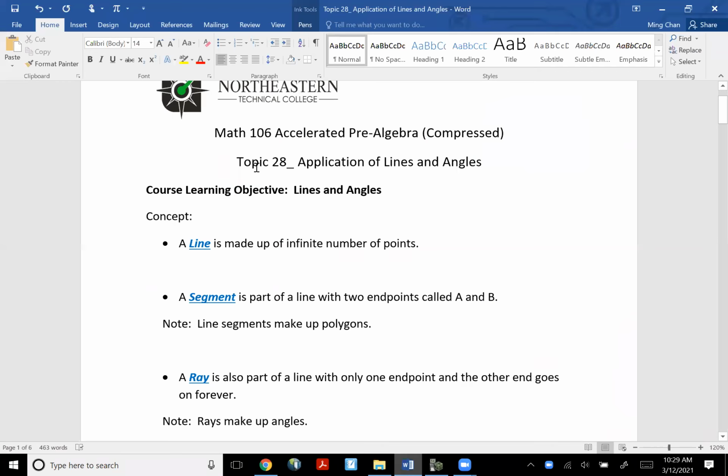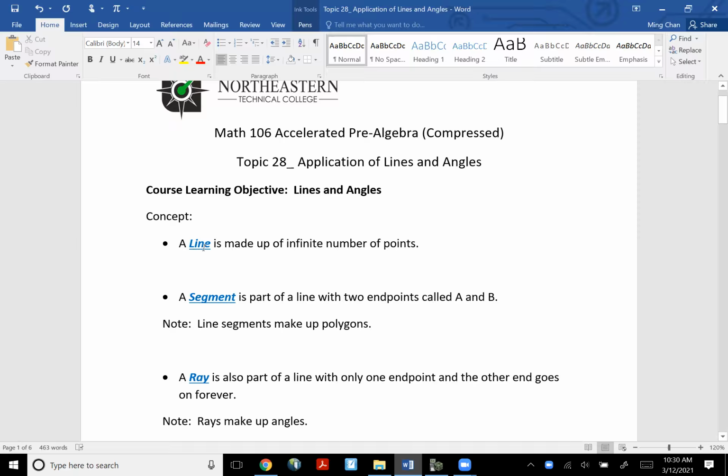Hey everybody, in this lecture video, we will take a look at topic number 28. And in the next couple of videos that follow, we will begin to talk a little bit about geometry. So in this video, we will do the very basics, talking about lines and angles. So I'm going to draw some pictures here.